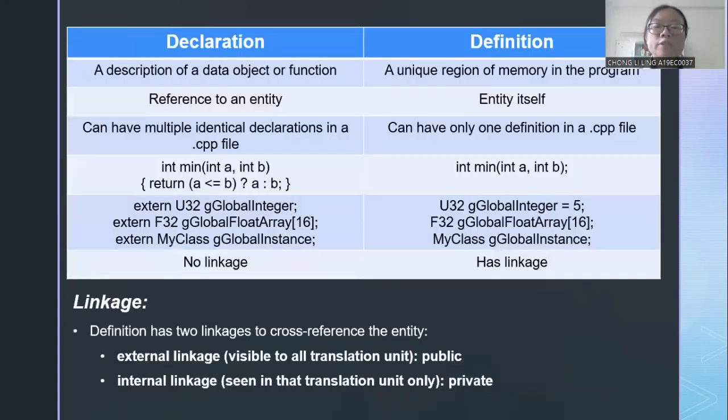So for declaration versus definition, you can have multiple identical declarations in a .cpp file, but only one definition in a .cpp file. A declaration has no linkage, but a definition has linkage to cross-reference the entity, such as external linkage, which is visible to all .cpp files, and internal linkage, which is seen in that .cpp file only.